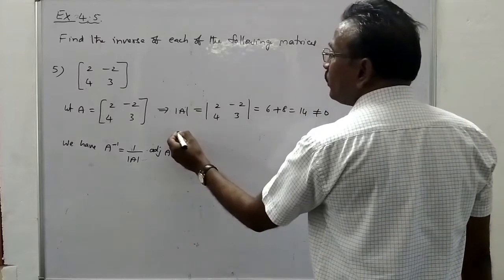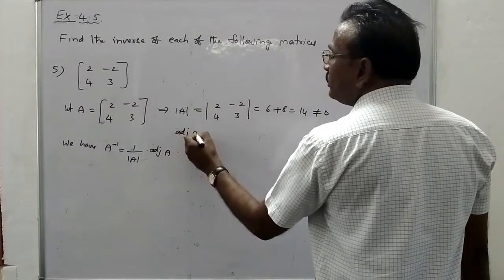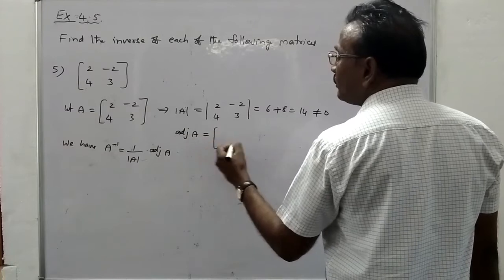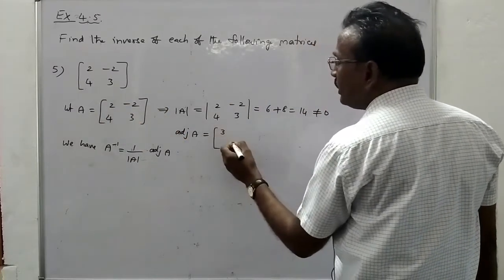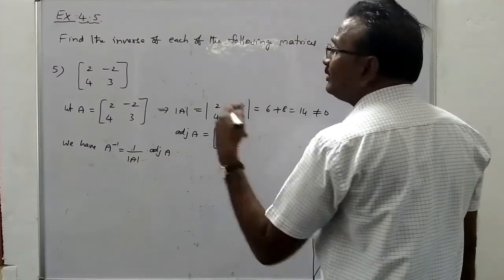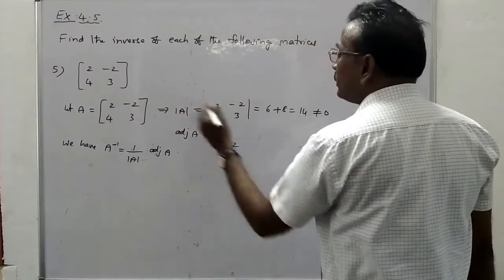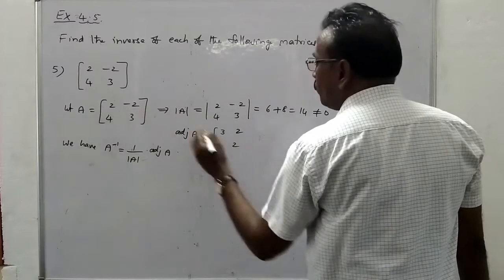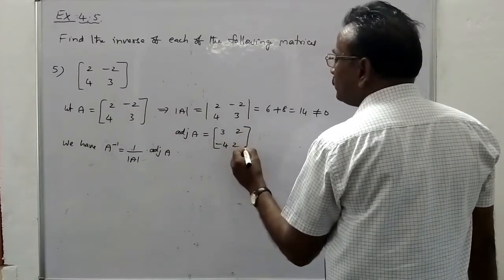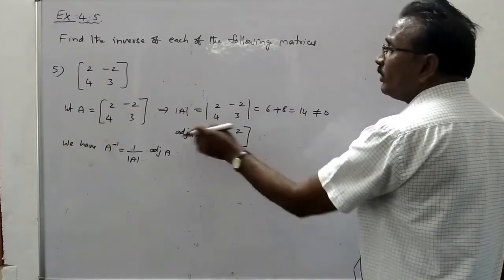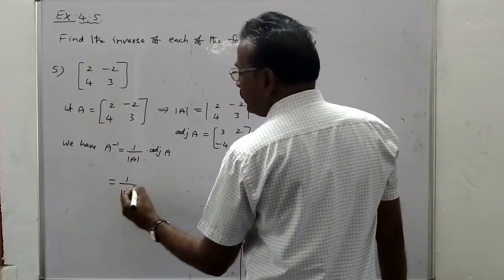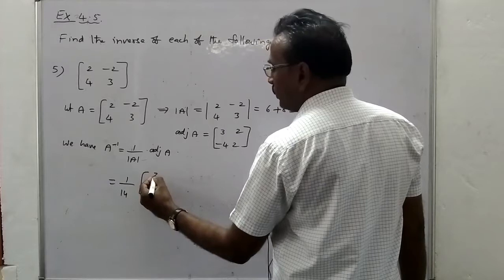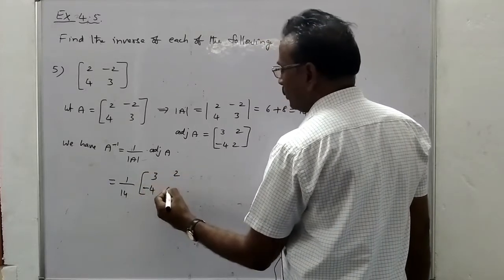Next, what is adjoint of A? Adjoint of a second order square matrix is obtained by interchanging the principal diagonal elements and changing the sign of the other elements. The principal elements interchange, 3 2, and change the sign of other elements. Minus 2 becomes plus 2 and 4 becomes minus 4. So this is adjoint of A. Substitute determinant of A and adjoint of A in this formula. So that is 1 by 14 into adjoint of A, which is 3 2 minus 4 2.